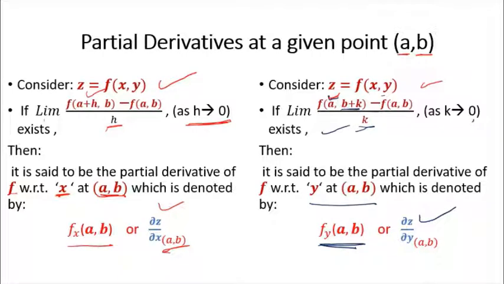This is the partial derivative of z with respect to y at a given point a comma b. Like this, in the domain, at every point a comma b, if the function is differentiable, derivable, then we call that function derivable on the entire domain.